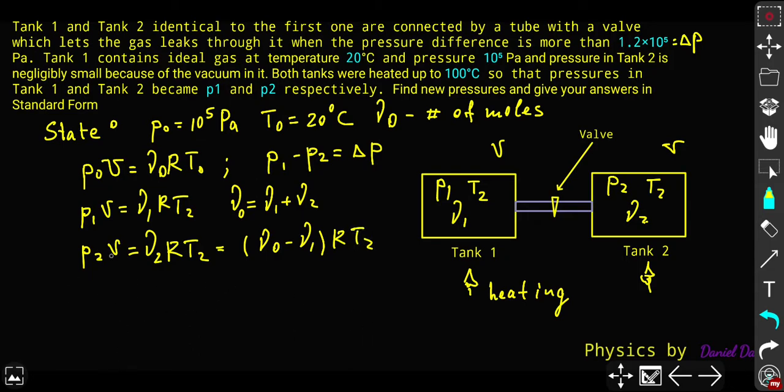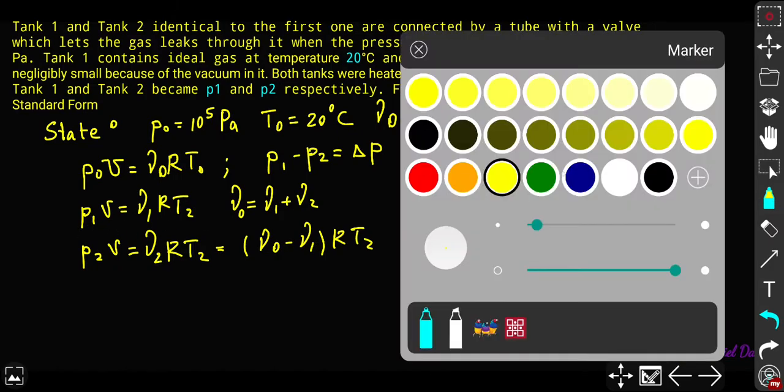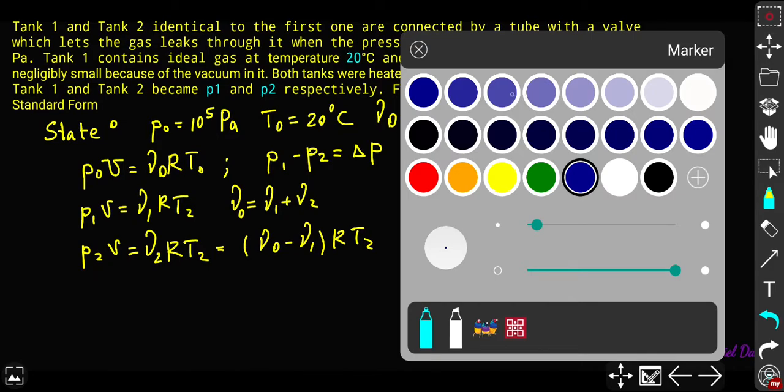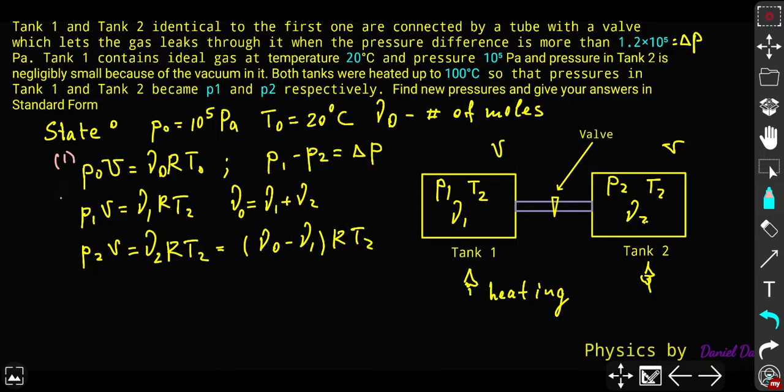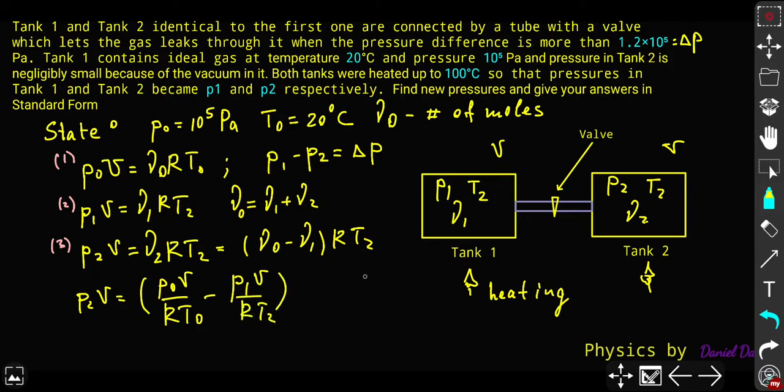And of course, new 0 and new 1 can be expressed from those equations. So that means we can express them from equation 1 and equation 2 and plug those values into equation 3. So let's have a look carefully. I'll just do it quick. So P2 times V is going to be equal to new 0, which is simply from here P0V over RT0. Next, we subtract new 1, which is P1V over RT2. Okay, and we multiply both by RT2.